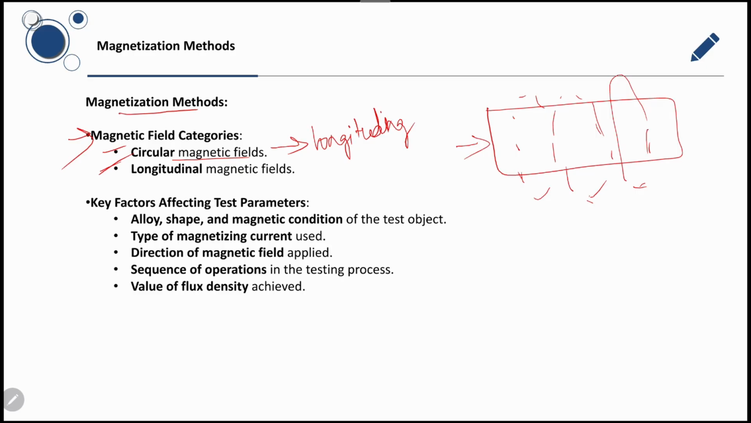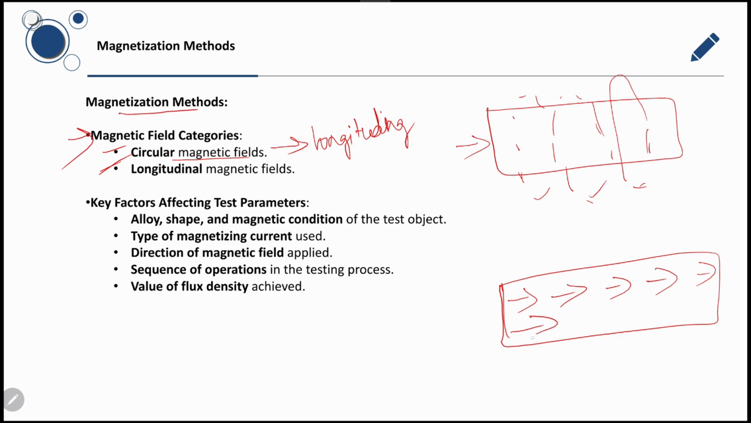The next one is longitudinal magnetic fields. The fields run in straight lines. This is a material and the magnetic field passes through in straight lines. This is a longitudinal magnetic field. So the fields run in straight lines along the length of the test object, produced by coils or yokes.